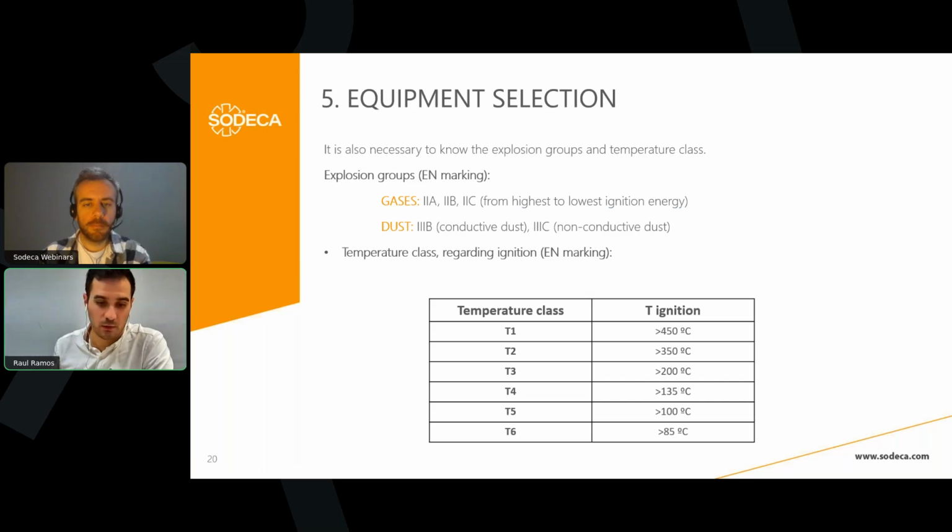Then we have the temperature class regarding the ignition temperature. It goes from T1 to T6. The T1 is the less restrictive class, as it involves compounds that ignite at temperatures higher than 450 degrees Celsius. Then the class T6 is the most restrictive because it goes for compounds with ignition temperatures of 85 degrees Celsius.